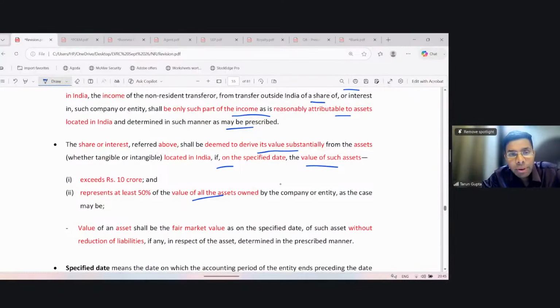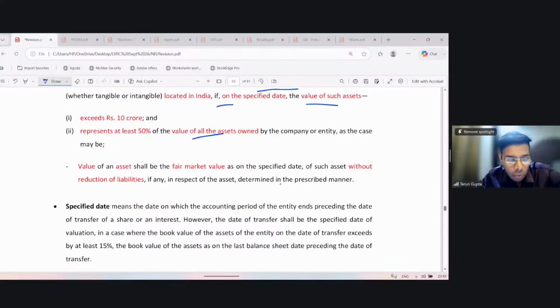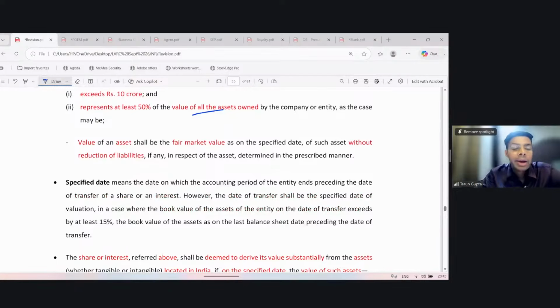Value of asset shall be the fair market value as on the specified date of such asset, without reduction of liability, if any, in respect of the asset, determined in the prescribed manner. Now, what is the specified date? Specified date means the date on which the accounting period of the entity ends, preceding the date of transfer of a share or interest. Right.